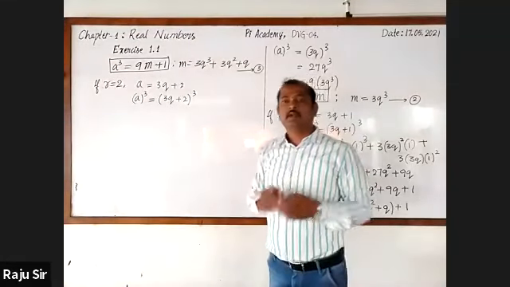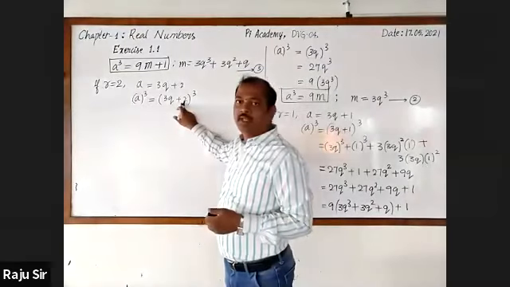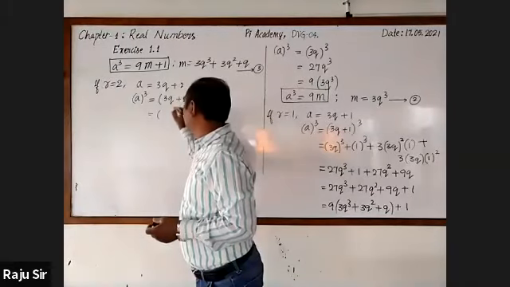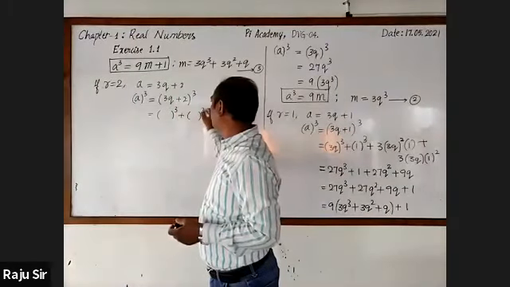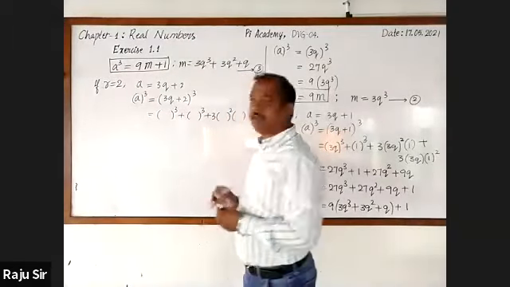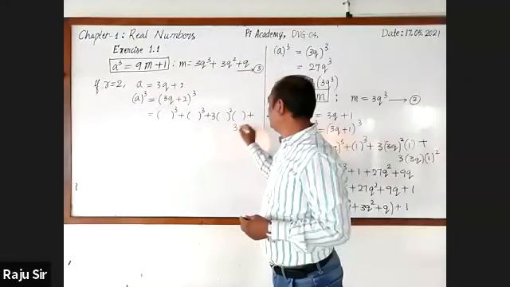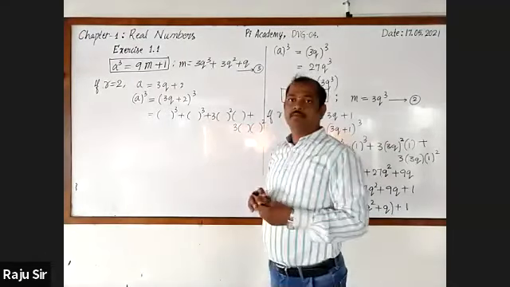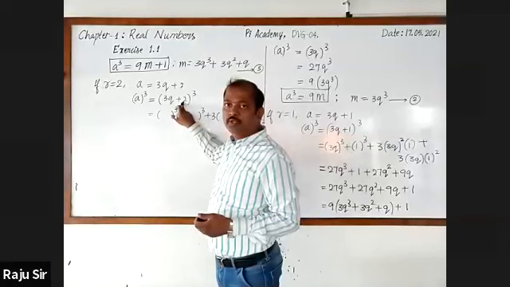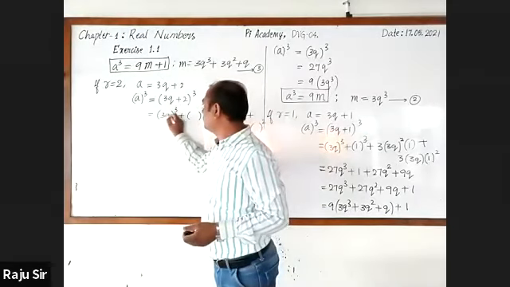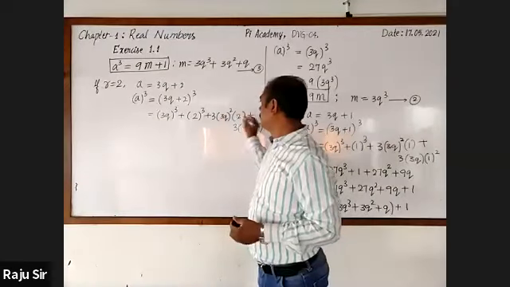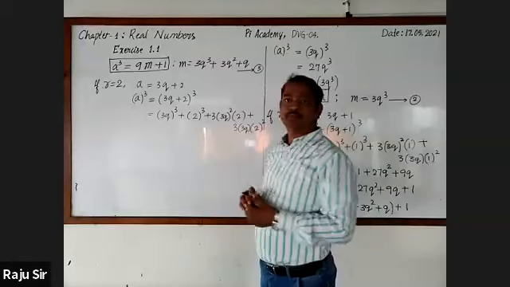Observe the RHS. Again, it is in the form of A plus B whole cube. Expand it. It is A cube plus B cube plus 3A square B plus 3AB square. So substitute 3q in place of A and 2 in place of B. It's very simple, for substitution. 3q, 2. Here 3q, 2. Here also 3q, then 2.